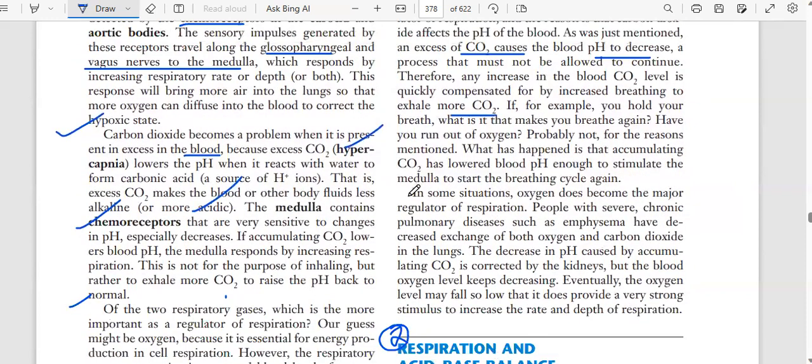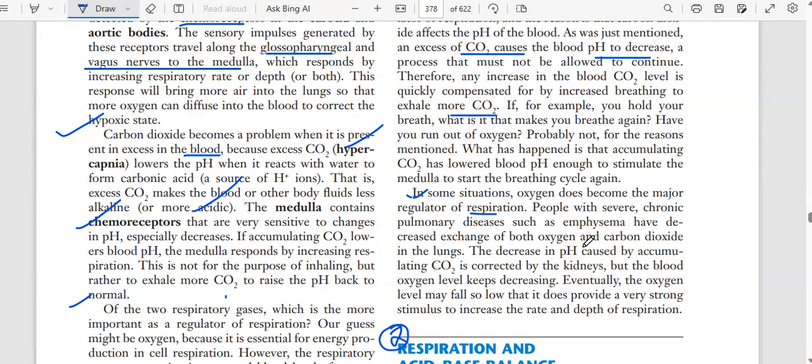In some situations, oxygen does become the major regulator of respiration. People with severe chronic pulmonary disease such as emphysema have decreased exchange of both oxygen and carbon dioxide in the lungs. The decrease in pH caused by accumulated CO2 is compensated by the kidneys, but the blood oxygen level keeps decreasing. Eventually, the oxygen level may fall so low that it provides a very strong stimulant to increase the rate and depth of respiration. So basically, in cases like emphysema and other respiratory problems, the kidney also helps to maintain the pH level, to eliminate the carbon dioxide.